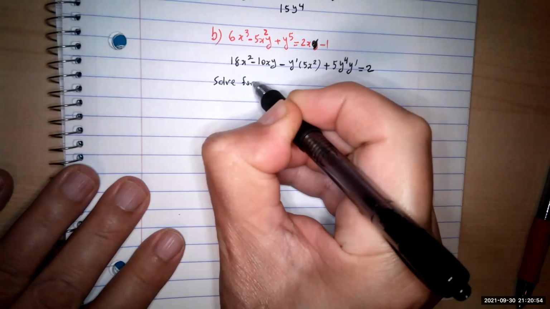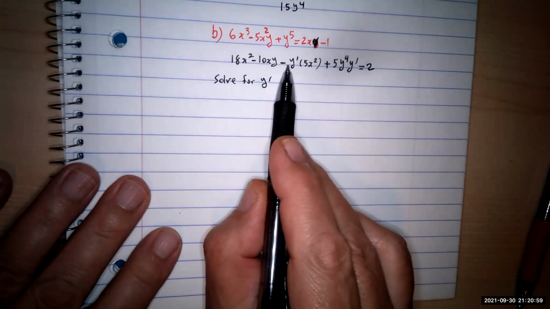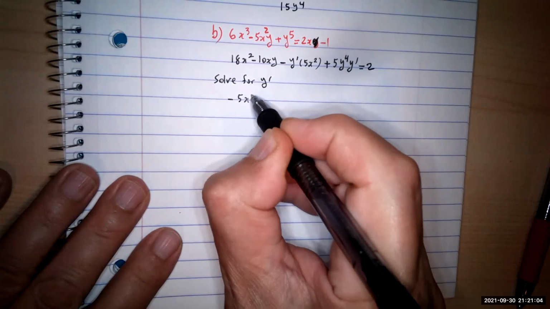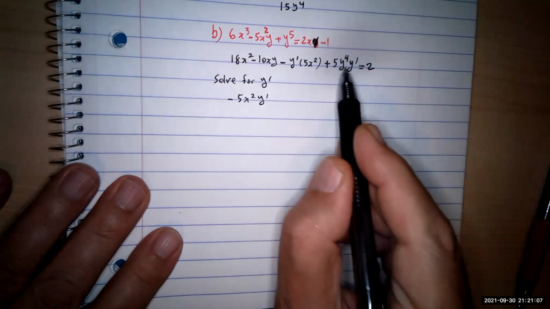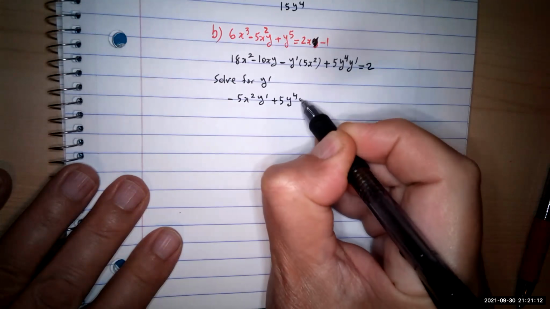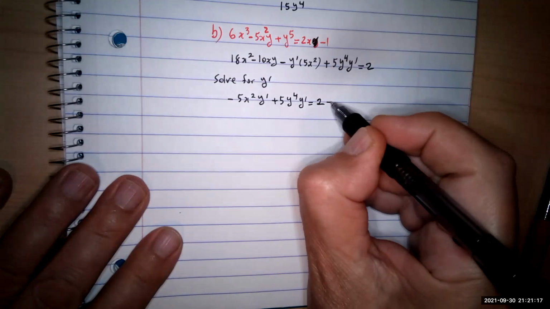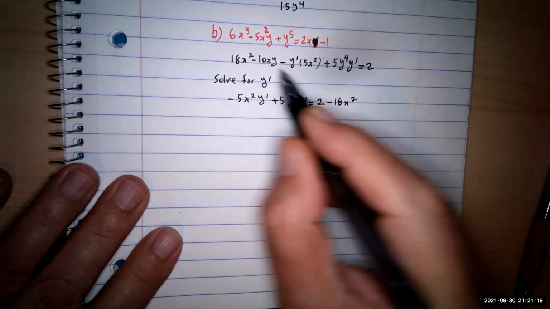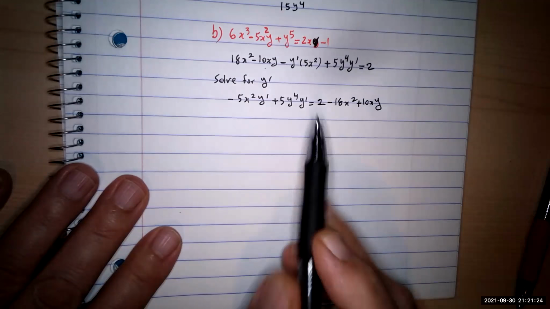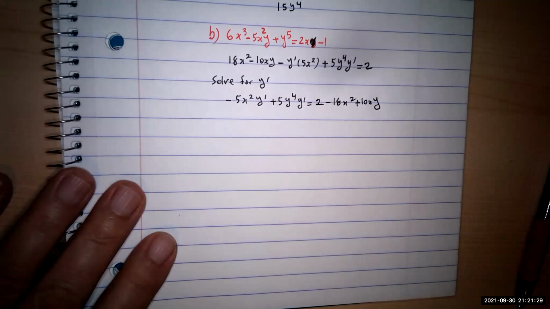Solve for y prime. So we keep the y prime on one side. I rewrite it as negative 5x squared y prime, and I have this one, plus 5y to the fourth y prime. Move everything else to the other side: 2 minus 18x squared plus 10xy. The y primes you keep on one side, the x's on the other side.